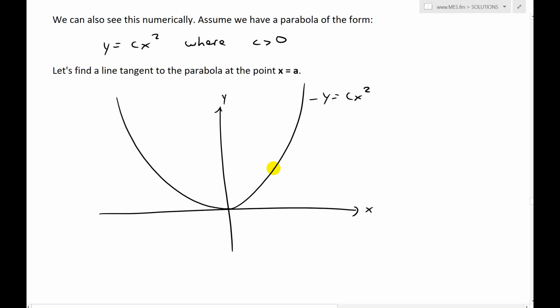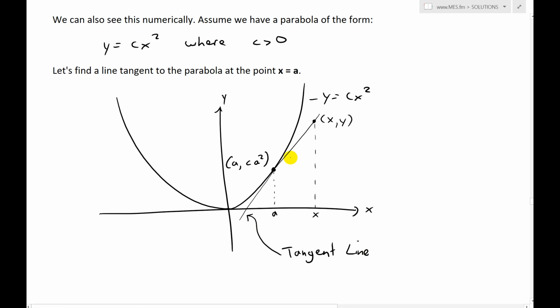Let's say we have a point right here. This point is going to be our x and y, which in this case is a, and the y value there is ca squared. Now if we draw a tangent line, let's just draw one like this. It's going to go up like that. And let's say on this tangent line there is a point x and y. I'm just going to say this is our tangent line.